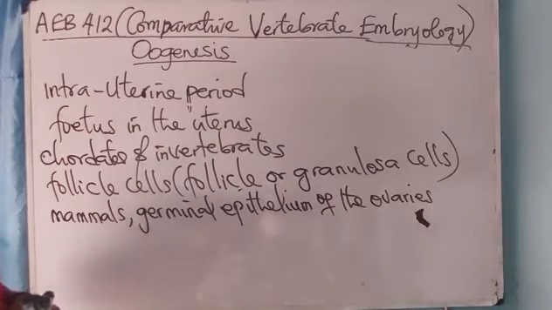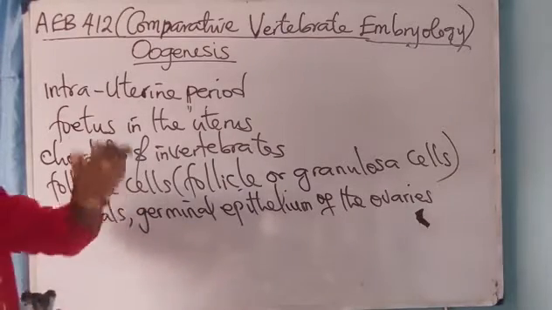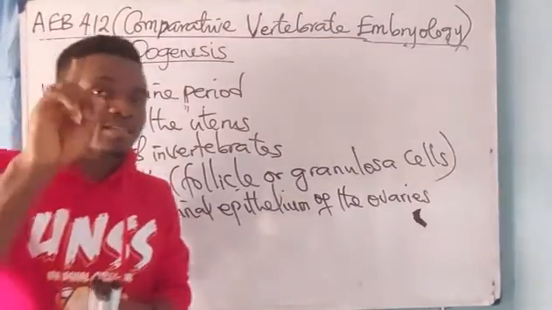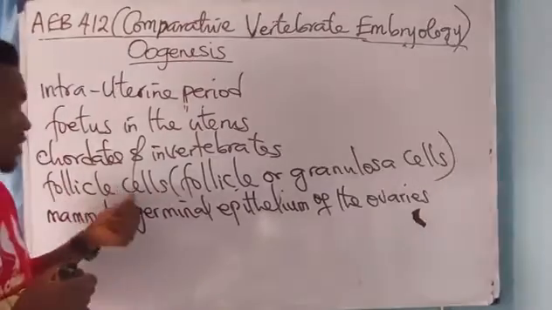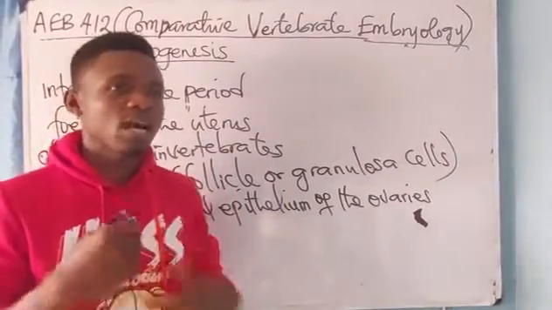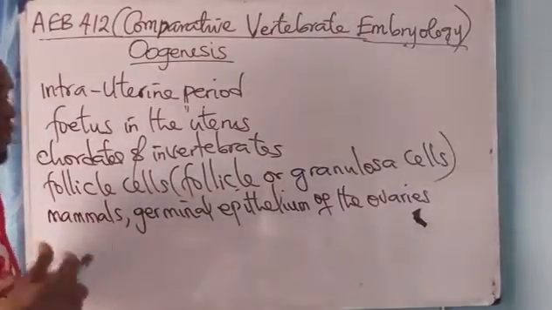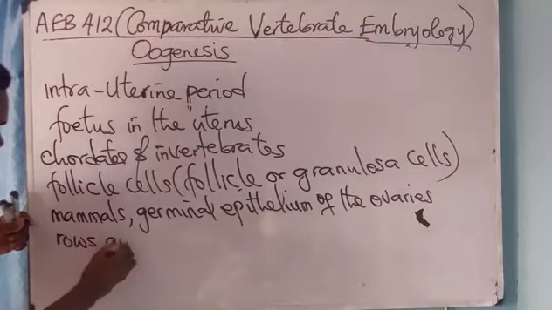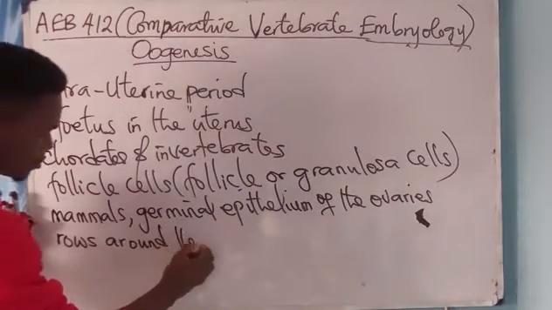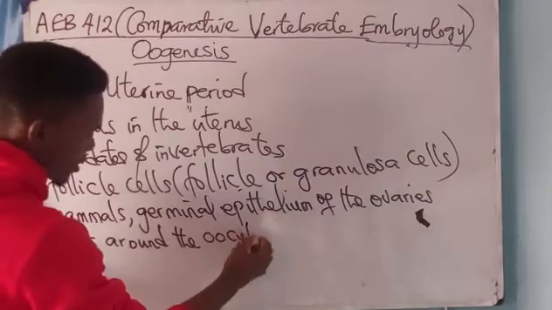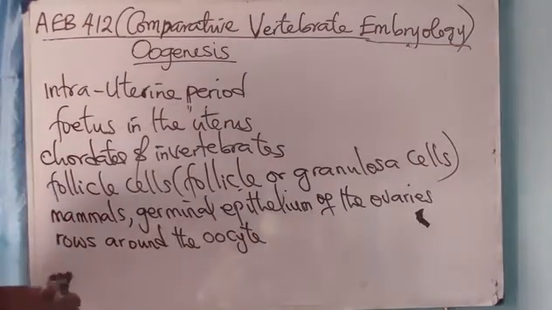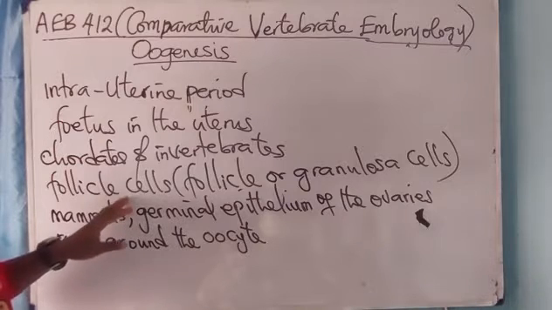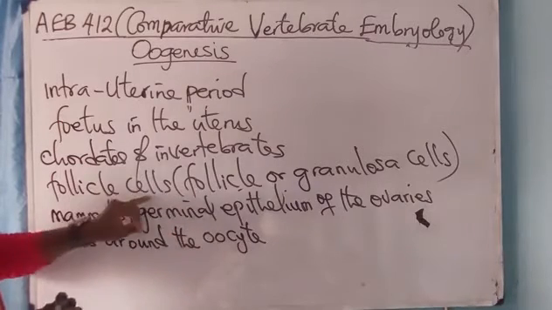Before I go into that, now these follicles are found surrounding the oocytes. At first they may appear as a single layer. But as time goes on, they will increase or multiply and form rows around the oocytes. Now, there's a cavity inside the follicle cells.